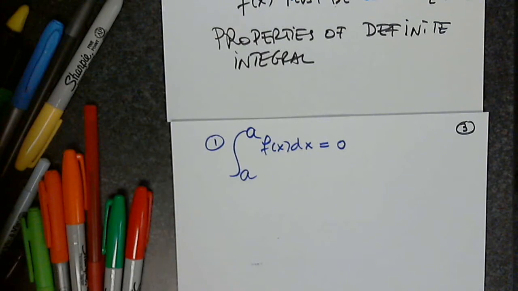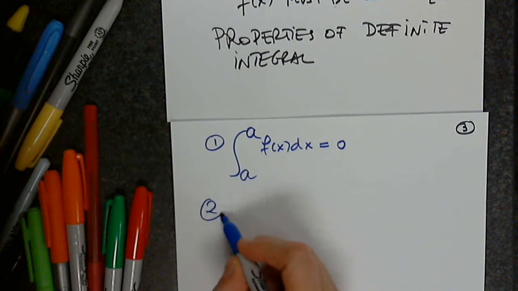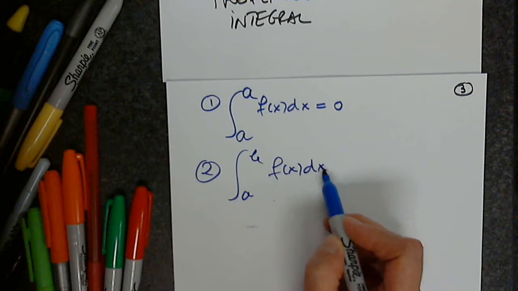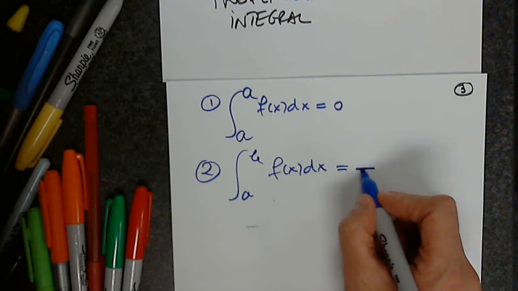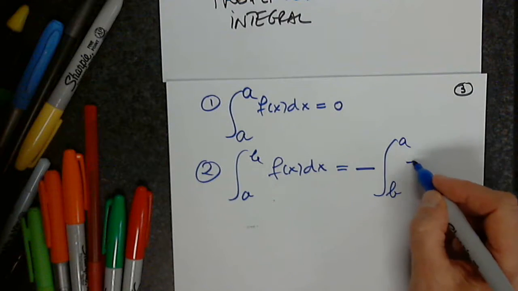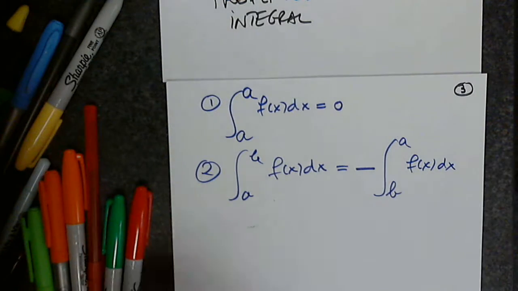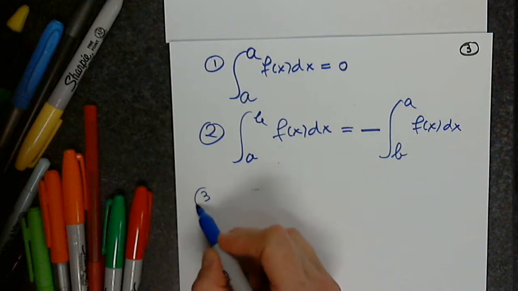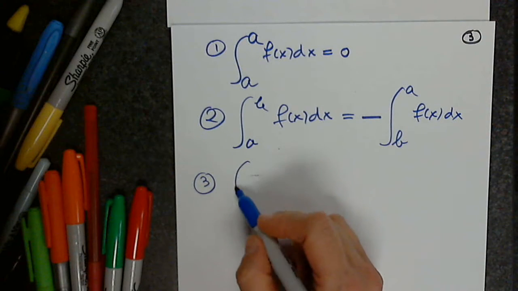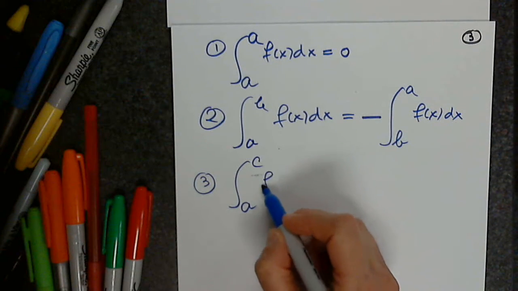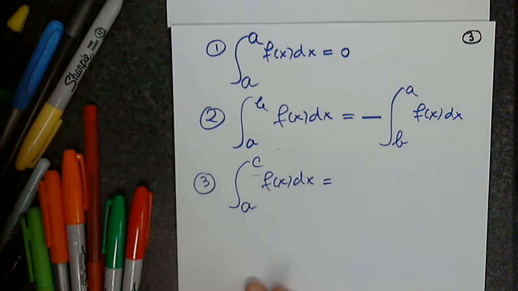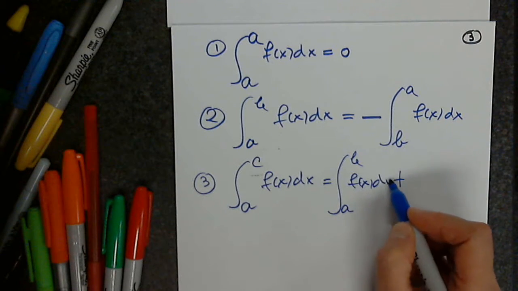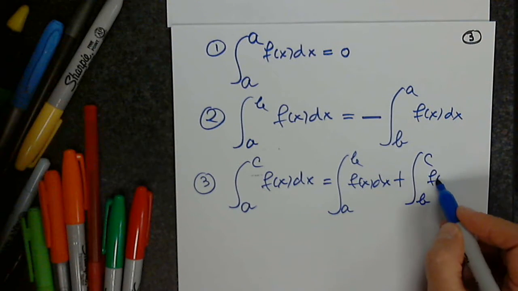Is that clear? Property number 2. The integral from a to b of f of x dx, this is not apparent, is the opposite of the integral from b to a of f of x dx. Third property. The integral from a to c of f of x dx is the sum of two integrals: the integral from a to b of f of x dx plus the integral from b to c of f of x dx.